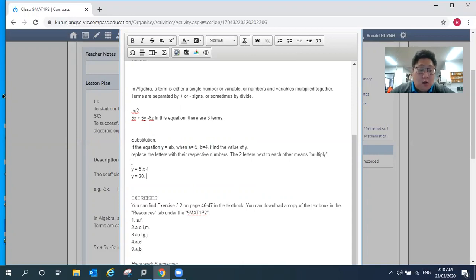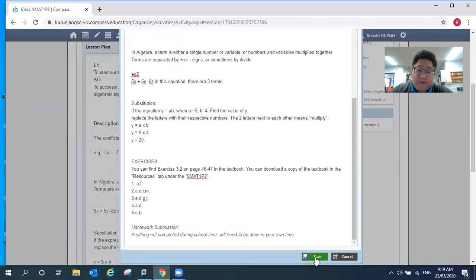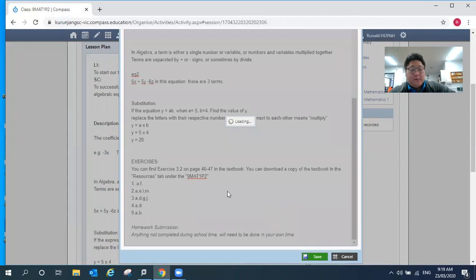We know that y equals A times B, and from here the A is 5, and the B is 4. Then we simply ask ourselves, what is 5 times 4? 5 times 4 is 20, so therefore y equals 20.